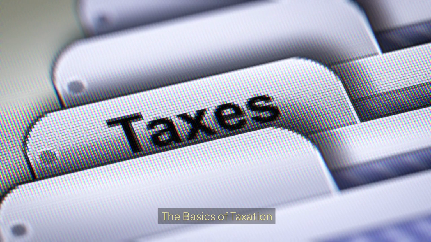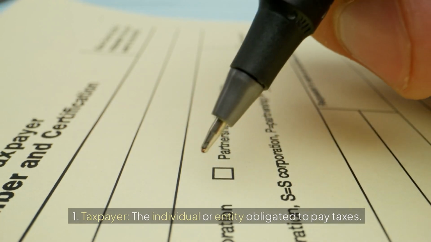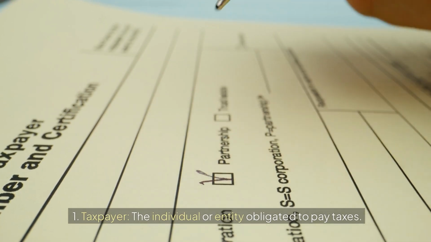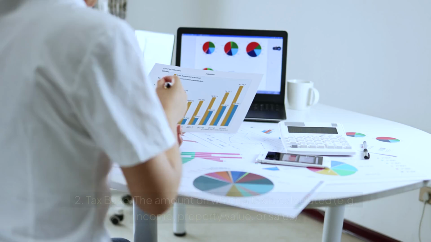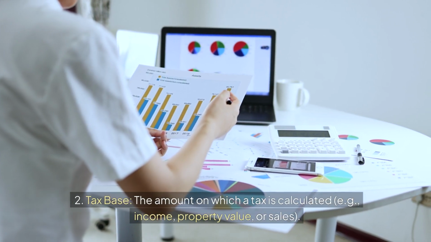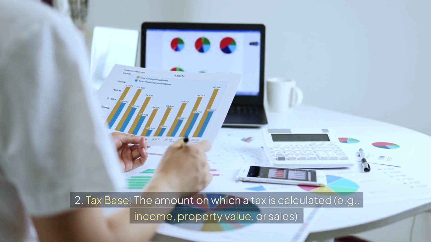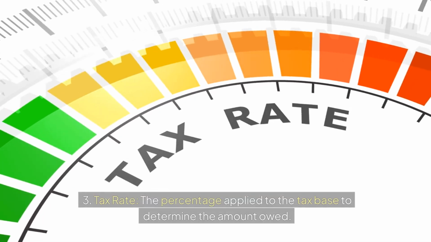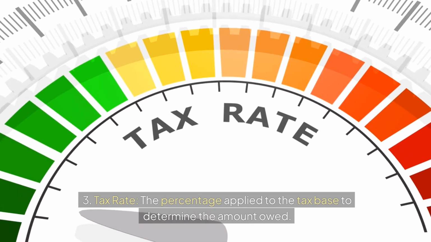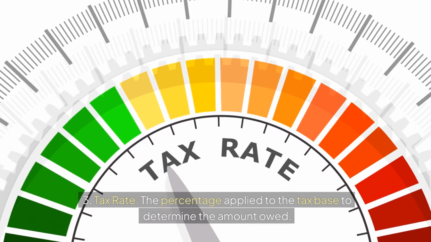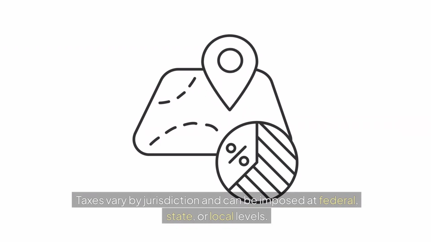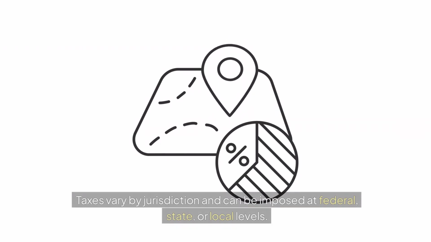The basics of taxation. 1. Taxpayer, the individual or entity obligated to pay taxes. 2. Tax base, the amount on which a tax is calculated, e.g., income, property value, or sales. 3. Tax rate, the percentage applied to the tax base to determine the amount owed. Taxes vary by jurisdiction and can be imposed at federal, state, or local levels.